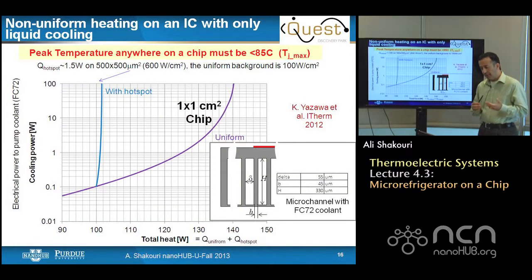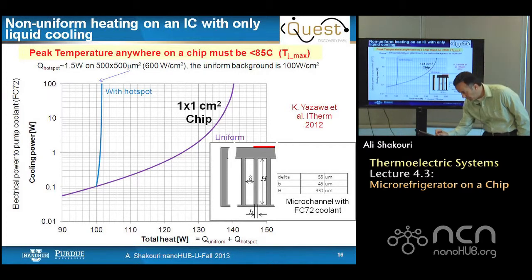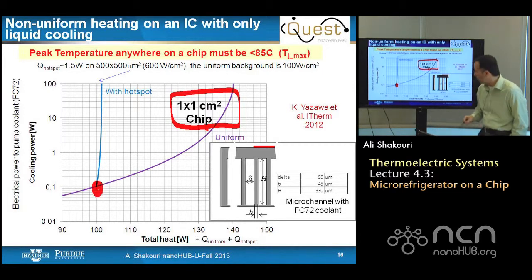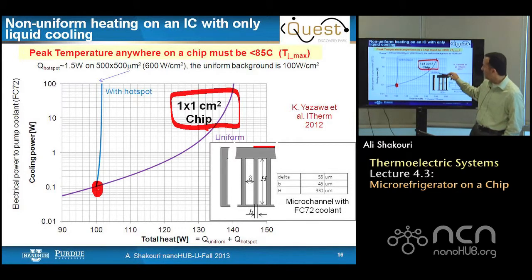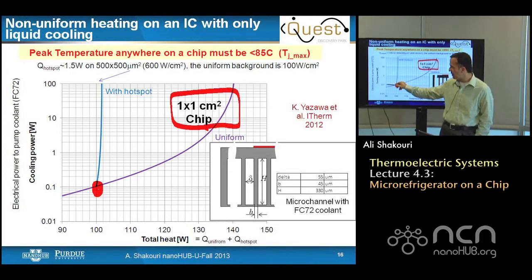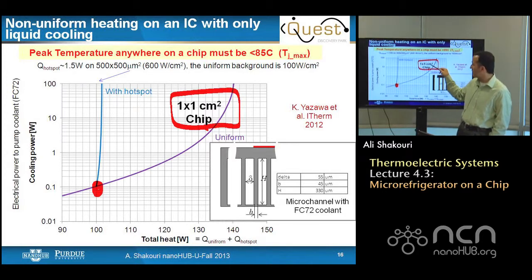Here is a curve that shows the potential for localized cooling. Whenever we have a microchannel, the amount of cooling this provides depends on how much fluid you push through the microchannel. If, for example, I have a 1 by 1 centimeter square chip and it's dissipating about 100 watt, the amount of pumping power needed to keep the chip temperature below 85 degrees Celsius, the maximum junction temperature, is about 0.1 watt, negligible compared to the 100 watt chip.